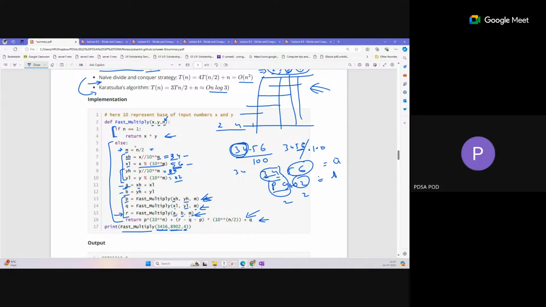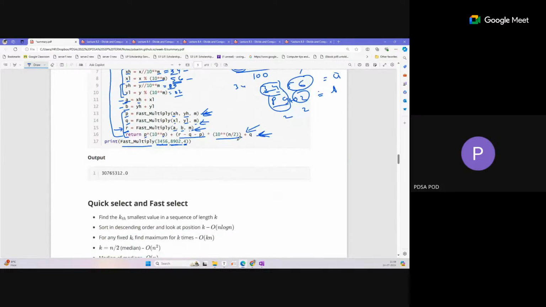After getting p, q, and r, you use these values in the final formula, which is defined by Karatsuba. You multiply the p value by 10 to the power n, where n is the initial size of 4. Then there is a simple subtraction, and again some division. That's all. In this way, your problem is divided into three parts.